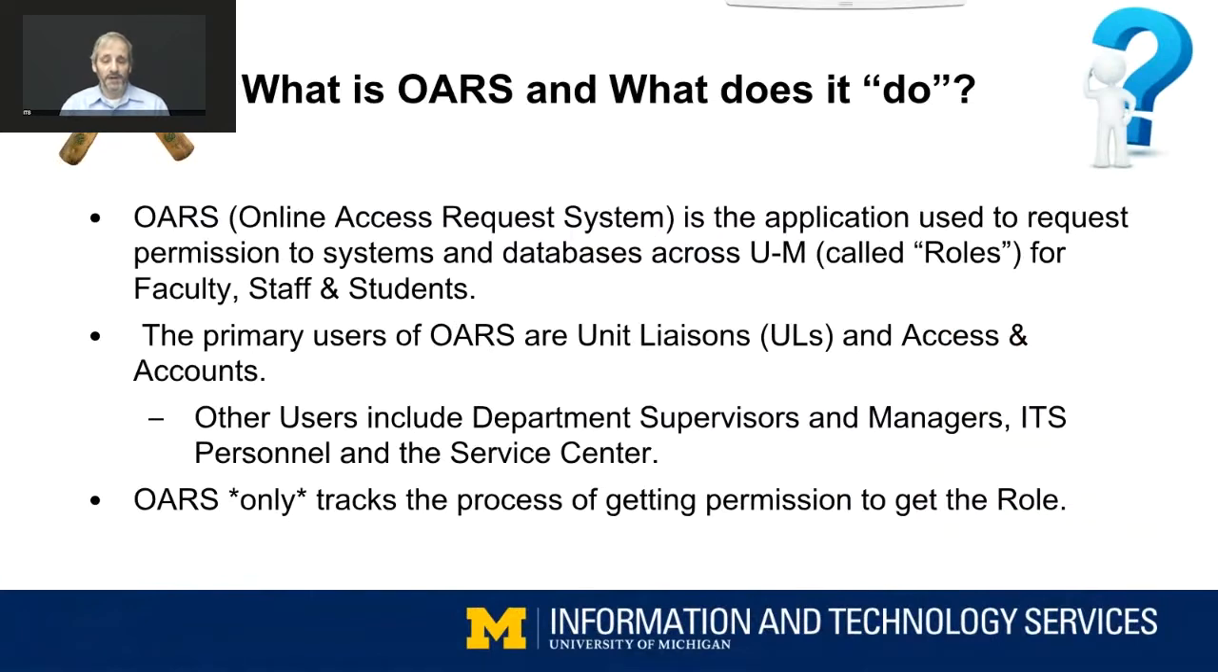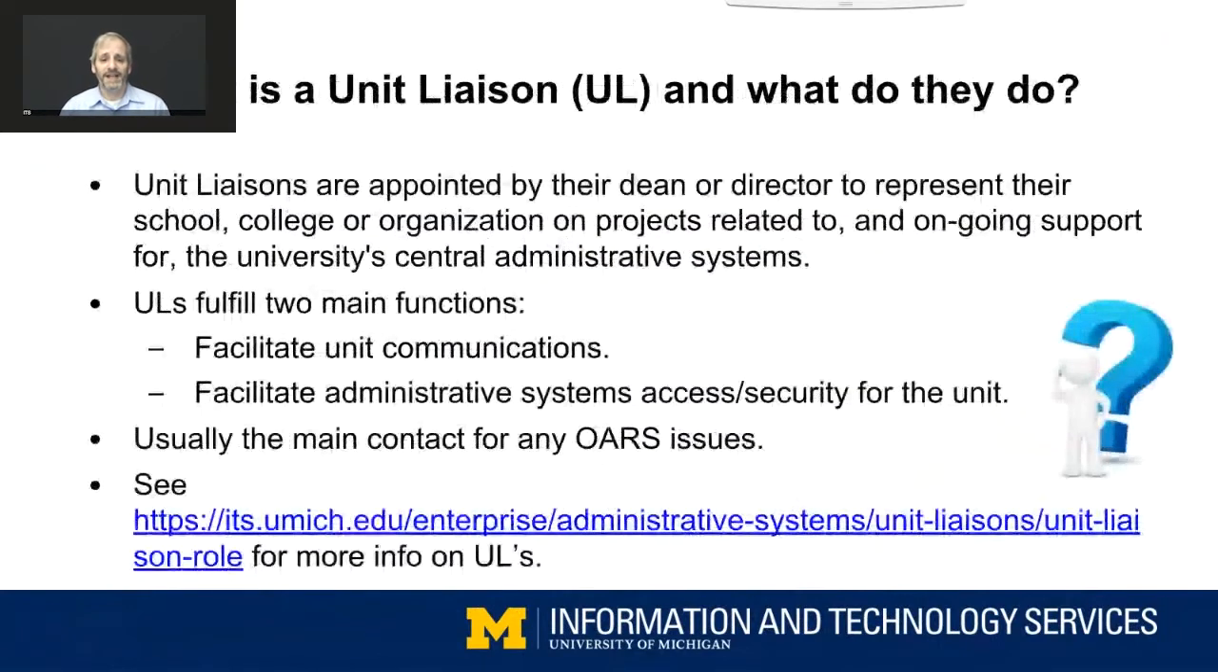So people always want to know, this is geared towards unit liaisons, but what do unit liaisons do? Well, unit liaisons are a very critical part of our organization. They're appointed by their deans or directors, and they represent the school or college or business unit for any kind of projects and ongoing support that have any kind of administrative impact. So they primarily handle communications and any kind of access and system administration that needs to go on. They're usually going to be your main contact if you have any questions about OARS. And there's a link here to one of our ITS pages that tells you a little bit more about what the ULs do and who they are.